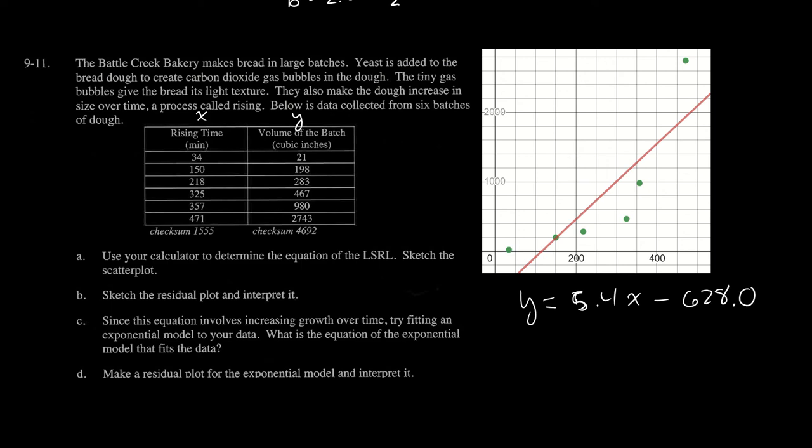And I do include the 0.0 there so that I can see that I am rounding to the nearest tenth, right? So both my slope parameter 5.4 and my y-intercept parameter 628.0 are rounded to the nearest tenth. The next thing I'm asked to do is sketch the residual plot and interpret it.